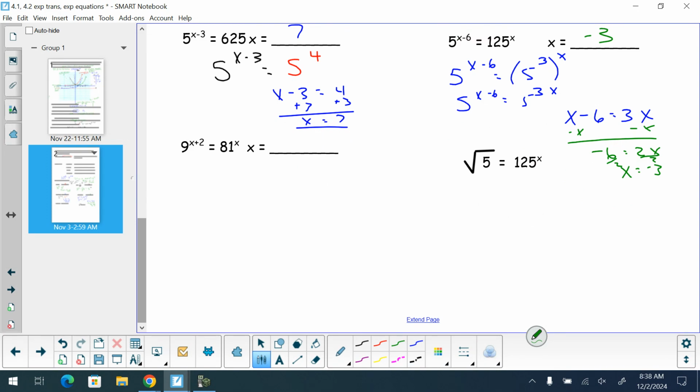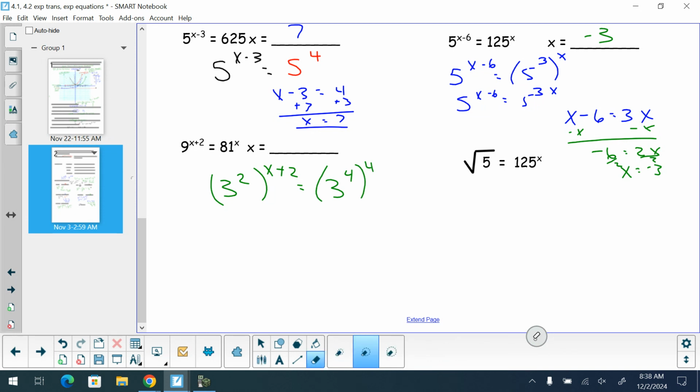9 to the x plus 2 equals 81 to the x. Now we can do this one of two ways. We can write 81 as a common base of 9, or we can go 3 squared to the x plus 2 equals 3 to the 4th to the x.